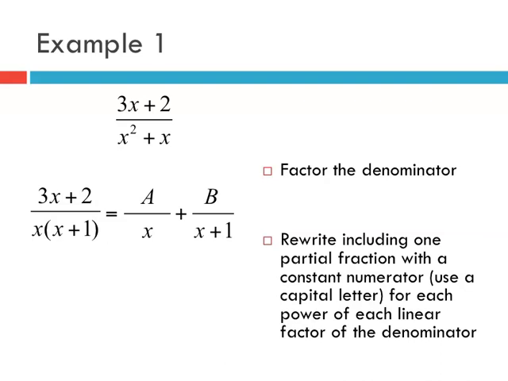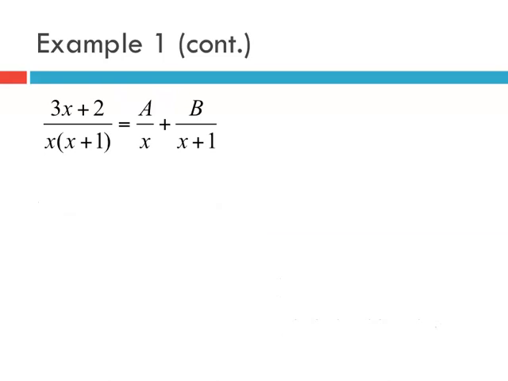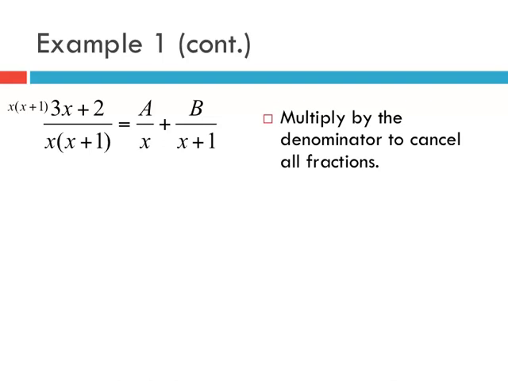All right, so the next thing we're going to do, I'm just going to rewrite this at the start here. We are going to multiply by the denominator to cancel all fractions. So our denominator was x times x plus 1, so we're going to multiply both sides by x times x plus 1. Multiplying this by x times x plus 1 completely cancels the denominator. We're left with 3x plus 2. If we multiply this times x plus 1, the x's cancel, so we're left with a times x plus 1. And then we multiply this times x plus 1, and the x plus 1's cancel, and you're left with b times x. So just a visual here of what's going on.